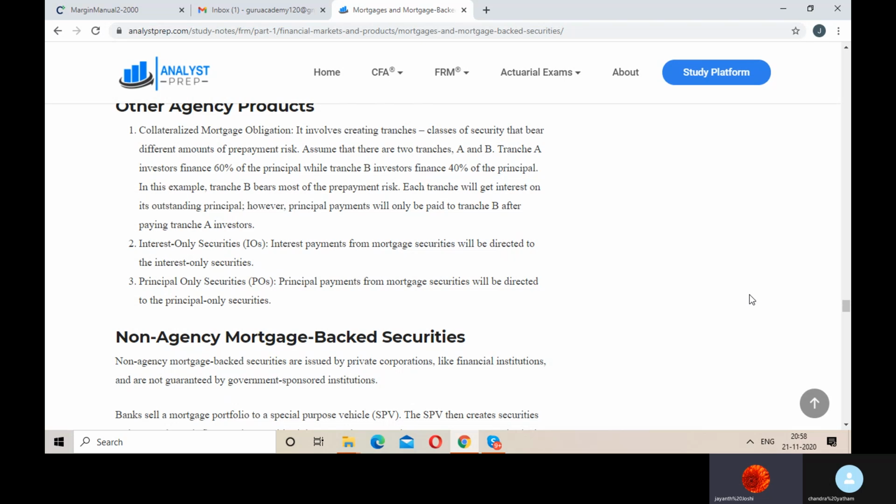So, interest only securities: interest payments from mortgage securities will be directed to the interest only securities. Principal only securities: principal payments from mortgage securities will be directed to principal only securities. These are the categories. So interest payments from the mortgages will be directed to interest only securities, and principal payments from the mortgages will be directed to principal only securities.